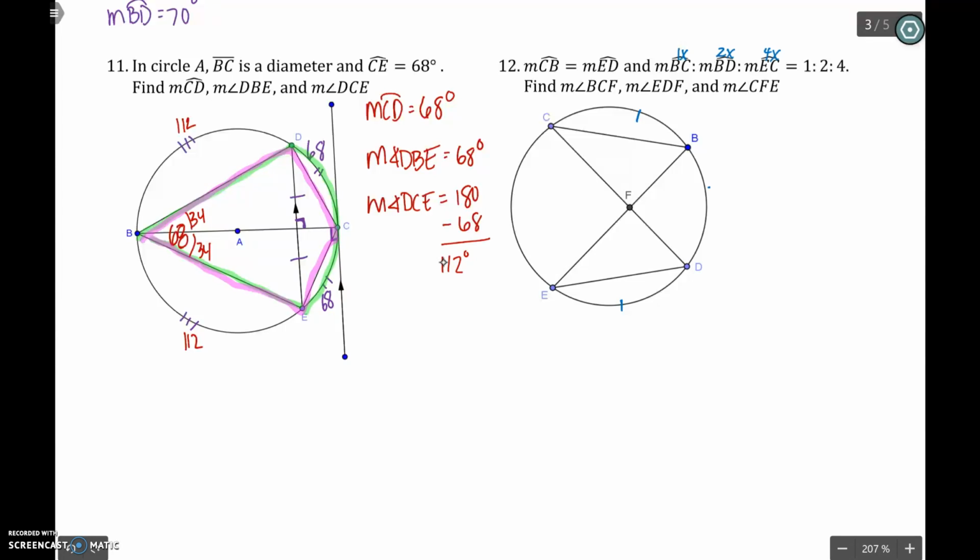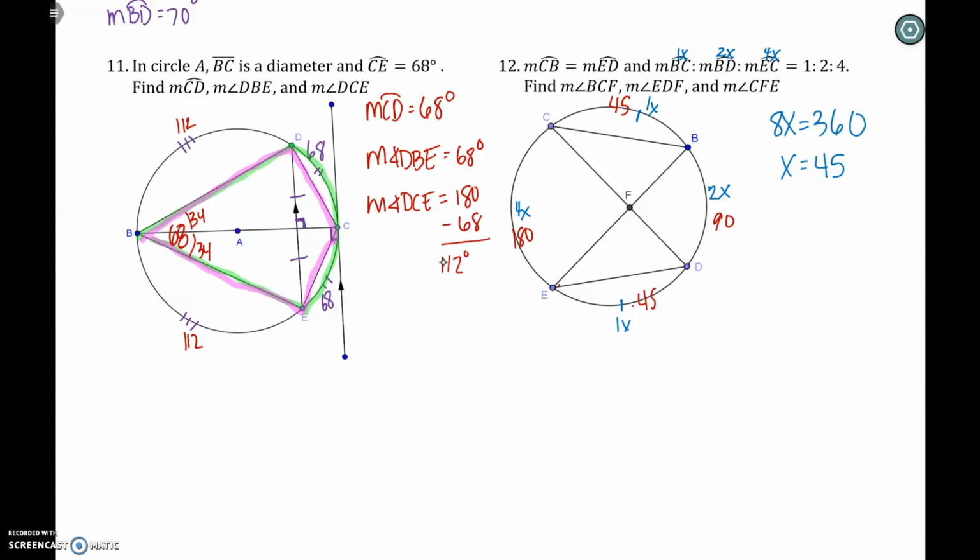So BC will be 1x. That means that so is ED. BD would be 2x, and EC would be 4x. And all of those arcs would have to add up to 360. So if I add them up, 4, 5, 6, 7, 8x would equal 360, and then when you divide by 8, you're going to get 45 degrees for every x. So now I can substitute that in. This would be 45, this would be 45, this would be 90, and this would be 180, which it clearly doesn't look like, so that's why I like this problem, so that you remember you can't trust the picture.